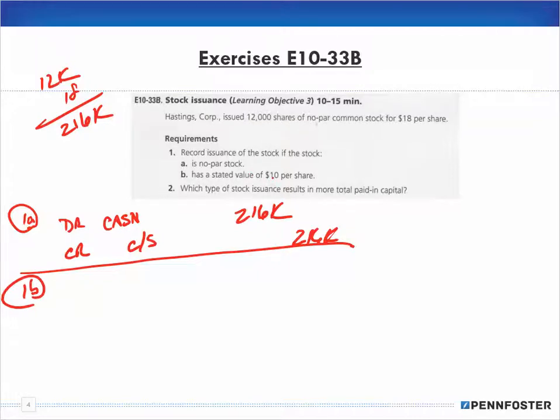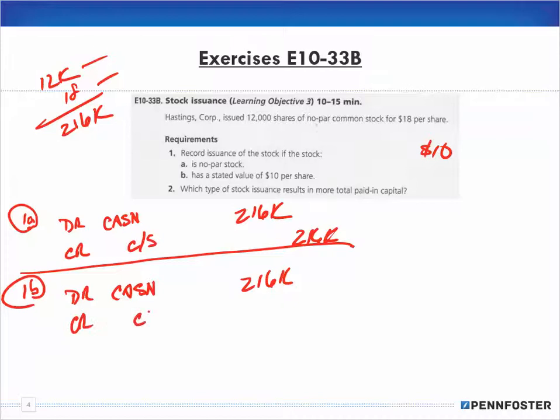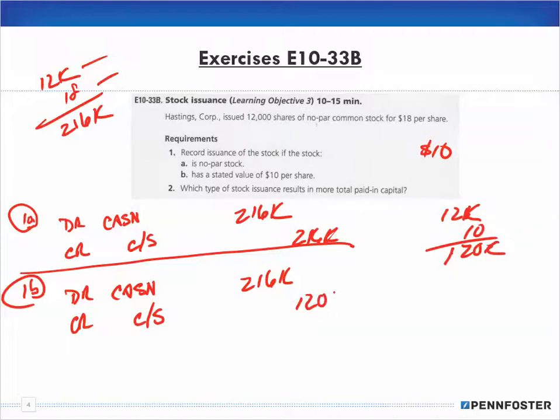Right. 1B has a stated value of $10 per share. Okay. So they're basically saying the par value was $10. So we're going to debit our cash. We're still going to get 12,000 shares at $18 a share, so we're still going to get 216,000, right? But now, when we credit our common stock, right, we have 12,000 shares at $10 a share, or $120,000 of common stock. Okay, and the difference between the two, because we got more than the value of the common stock, that's our paid-in capital, right, in excess of par. And the difference between those two is $96,000.